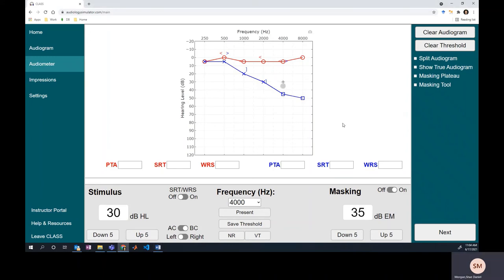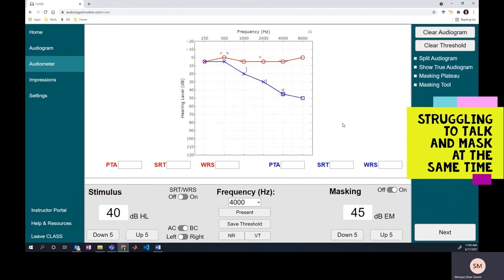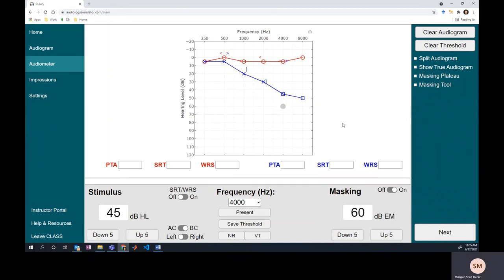To wrap things up, we do the same procedure at 4000 Hz. We'll put our masking in at the unmasked air conduction threshold in the non-test ear, and we'll add a 10 dB safety pad, and then we'll present our stimulus and raise the level of the stimulus until we get a response. When we find a response, we'll raise the masker, then raise the stimulus, and continue this until we find a level where the response doesn't change after 3 or 4 increases to the masker level. Now we've completed our audiogram with air and bone conduction masking.